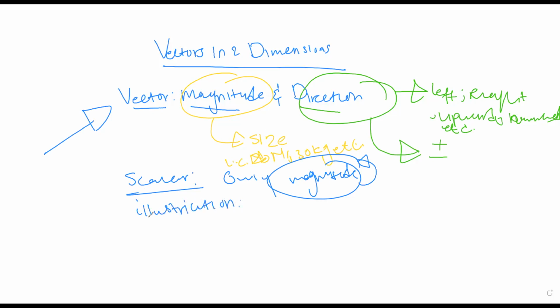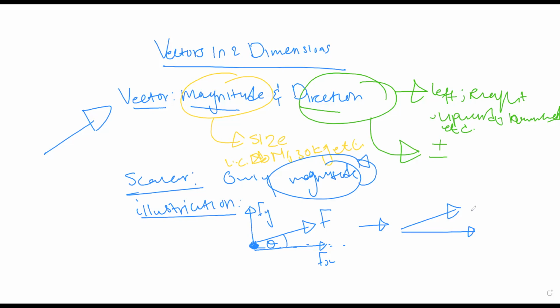On our illustration, we'll be looking at an object. This object has a force acting at an angle theta. According to the principles of vectors, we resolve vectors into components. Here we have a horizontal component, which is Fx, and a vertical component, which is Fy. This can be transformed into a right-angled triangle, which is like this.